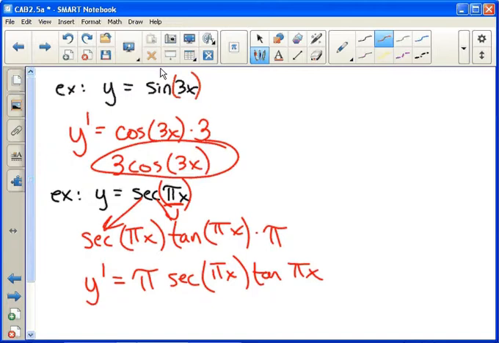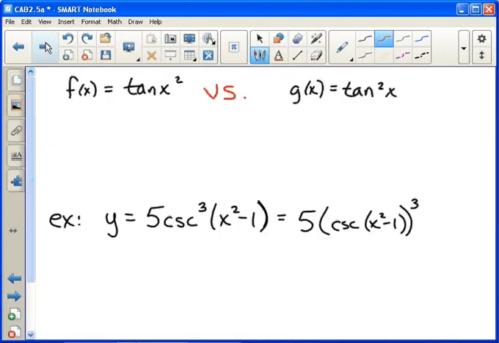Okay, now I want you to compare the two that you see on top there. Tangent of x squared and tangent squared x. So first of all, tangent of x squared really just means this. So this one is really similar to the first two we did. Tangent's on the outside, x squared's on the inside.